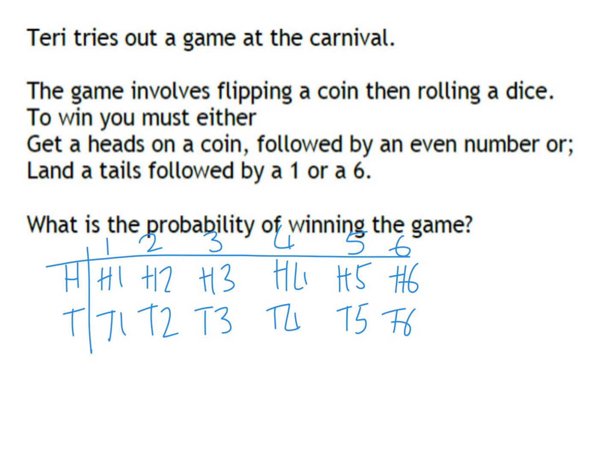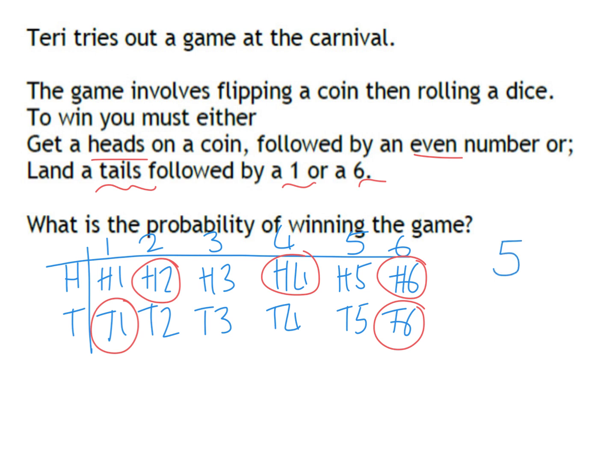I'm then going to highlight the ways that I can win. So they said you can win with a heads followed by an even number. So that's heads, 2, 4, or 6 for a win. Or a tails with a 1 or a 6. So tails with a 1 or a 6. This is the most random question ever. However, it's not too bad. So I've circled 5 favourable outcomes for winning out of a possible 12 ways of the coin and the dice landing. So you have a 5 in 12 chance of winning on this carnival game.